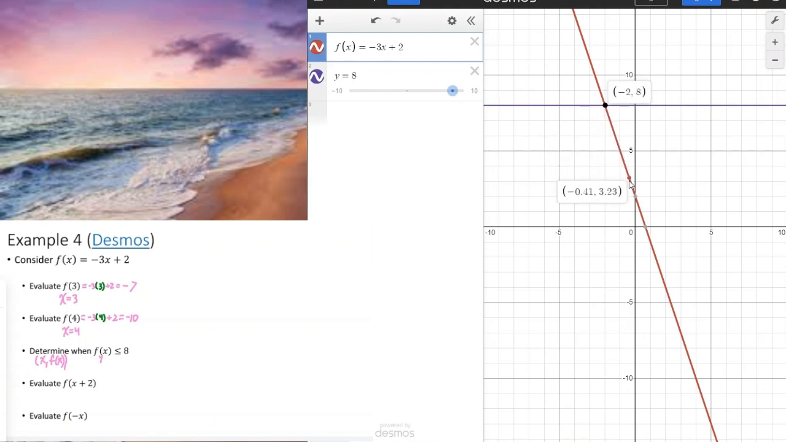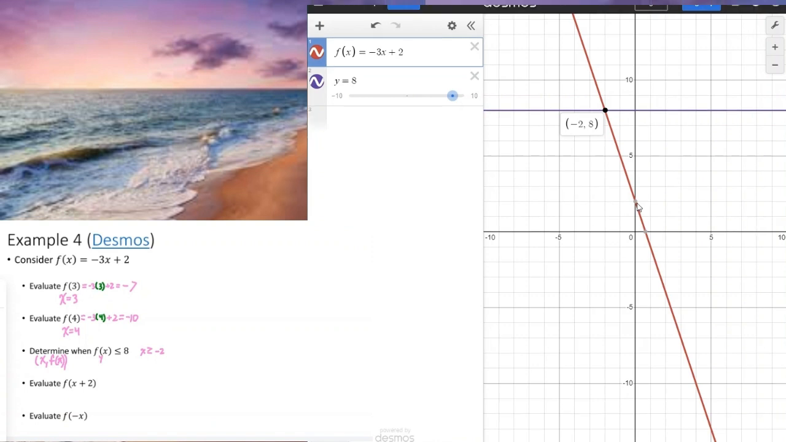And by tracing along the graph, I can see that as x gets bigger, my f(x) stays smaller than 8. More specifically, f(x) is getting smaller. So from here, I can answer my inequality. We know x can be equal to negative 2, or it can be bigger than negative 2. When is f(x) less than or equal to 8? That will be when x is greater than or equal to negative 2.